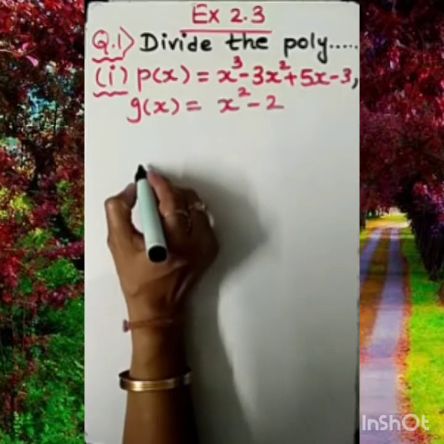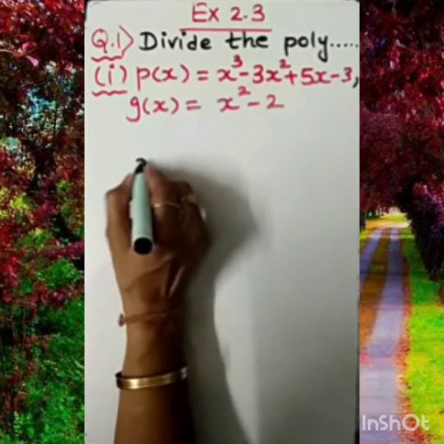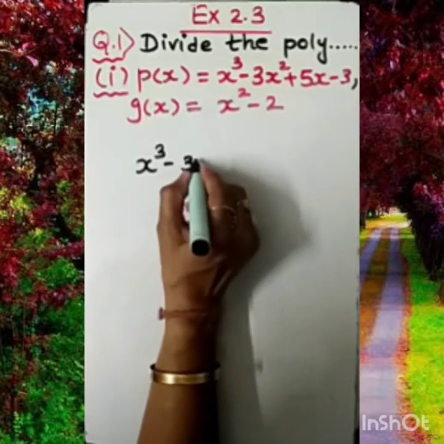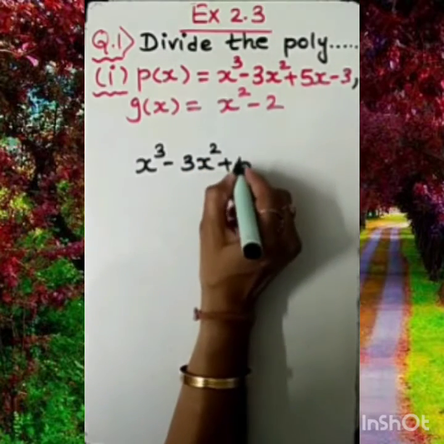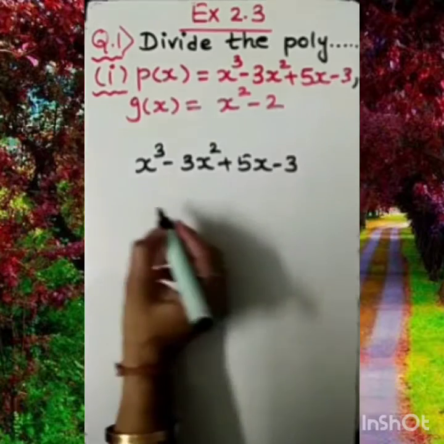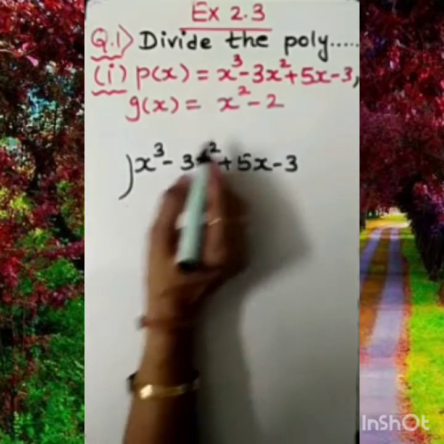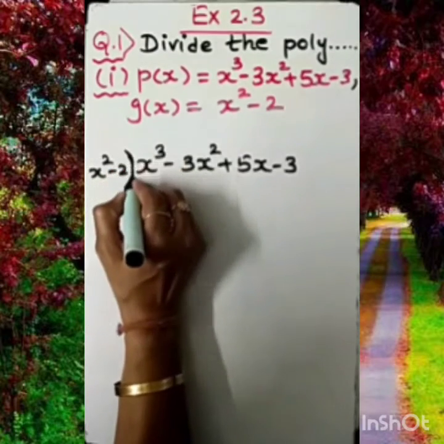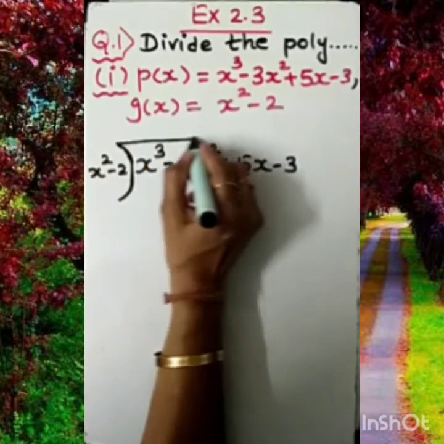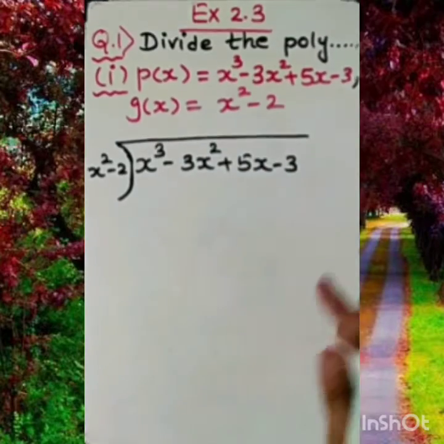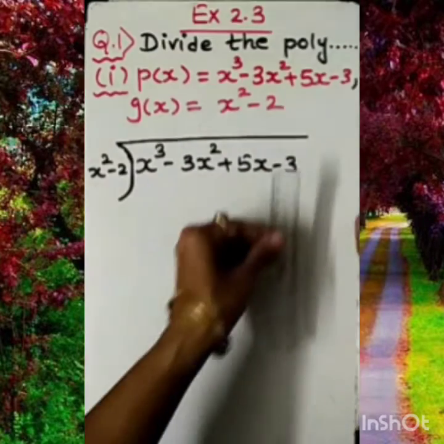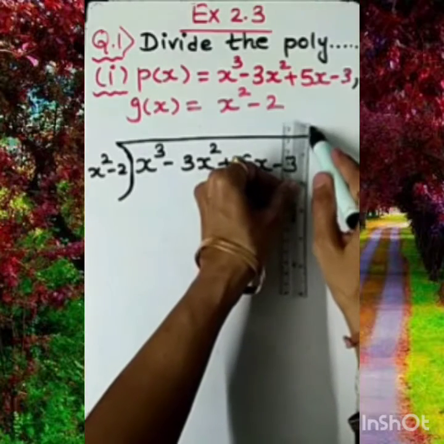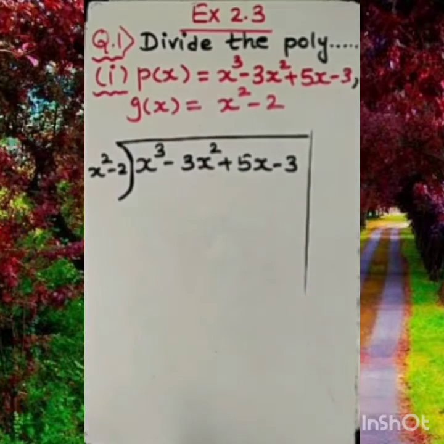So first of all, my request to you, let's note down x cube minus 3x square plus 5x minus 3. And as we want to divide it by this x square minus 2, please note this down properly. Here we will write the quotient, and along with that we will do the multiplication here. This is my rough column. Now just look at your screen, how to divide, try to understand.